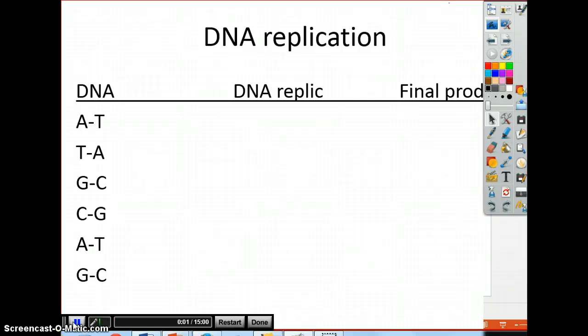Today we're going to do a review of DNA replication, transcription, and translation. DNA is two-stranded, held together by weak hydrogen bonds. One strand of DNA is made up of nucleotides. There's a nucleotide called A, a nucleotide called T, a nucleotide called G, a nucleotide called C.